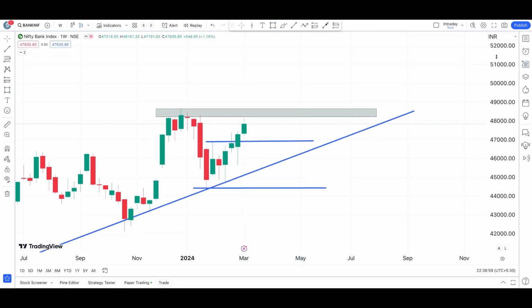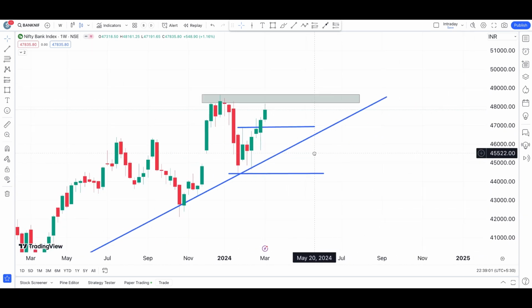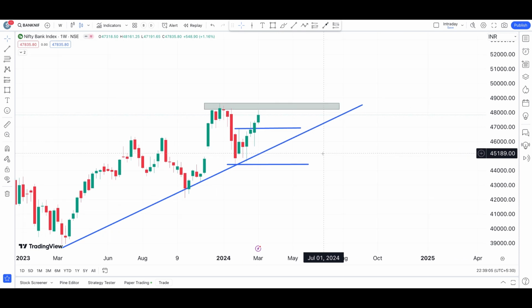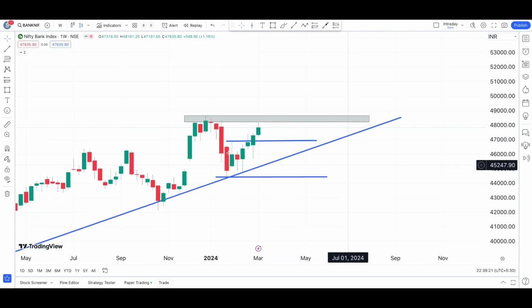But on a daily chart, it's better to wait and watch for at least one more day in order to come to a conclusion about the momentum. Since we are very close to this range, we cannot be aggressively bullish here, because you are very close to this resistance area. So for the next week, yes, it is looking decently bullish, but you may also see some pullbacks. Be prepared for that.